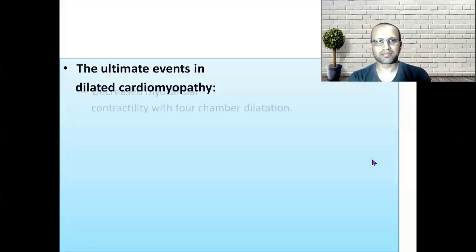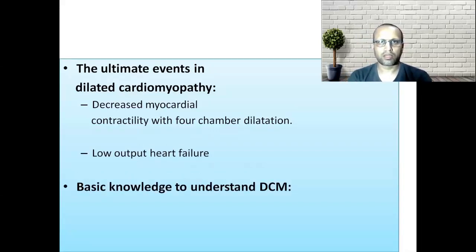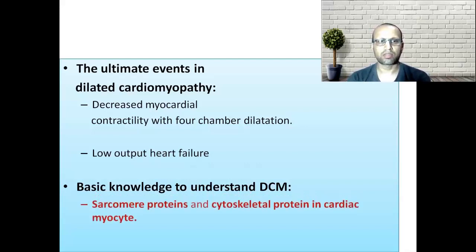The ultimate events in dilated cardiomyopathy are decreased myocardial contractility with four-chamber dilatation, and ultimately a patient can suffer from low output heart failure because of decreased myocardial contractility. To understand dilated cardiomyopathy, we should have a basic knowledge about sarcomere proteins and cytoskeletal proteins which are found in cardiac myocytes.